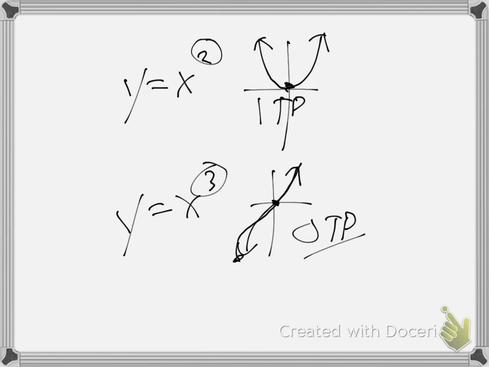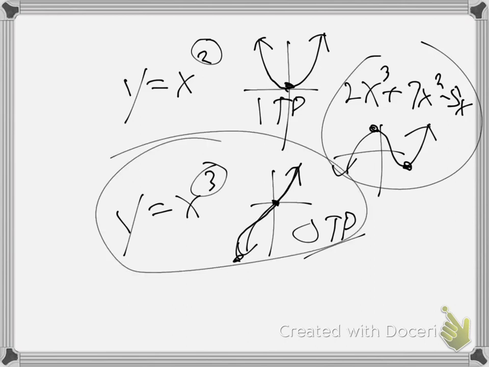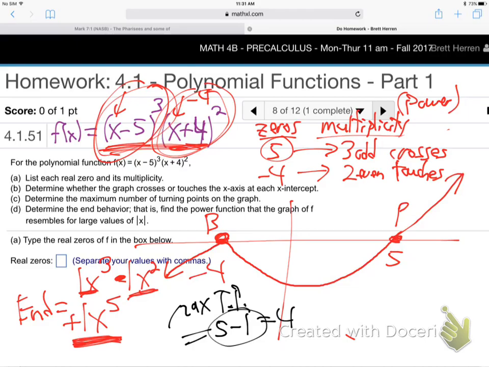Which means there are other x cubed functions, like maybe 2x cubed plus 7x squared minus 5x or whatever, that might have 2 turning points. But that's the most you're going to get out of an x cubed function, is 2 turning points. Some x cubed functions have no turning points. So it's the maximum number of turning points. Is that good? I think we answered everything there.